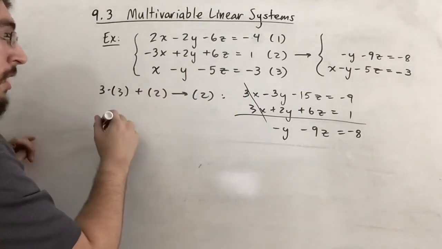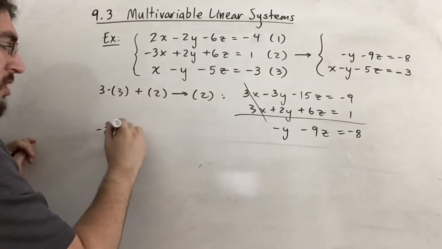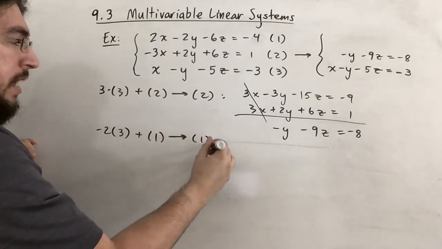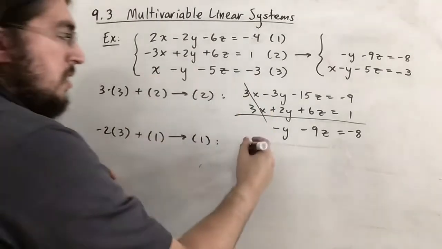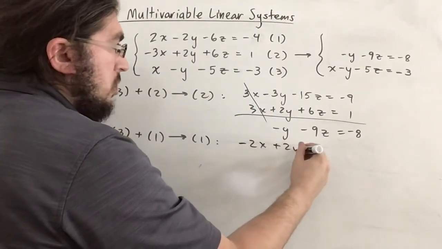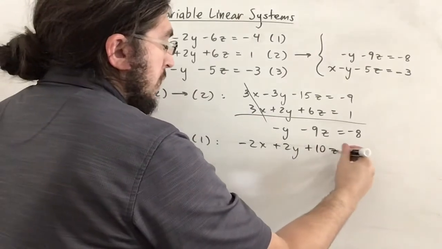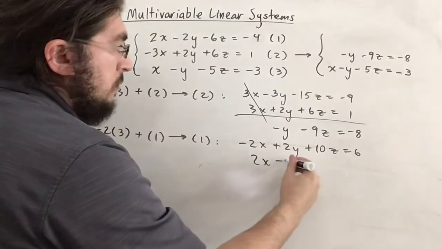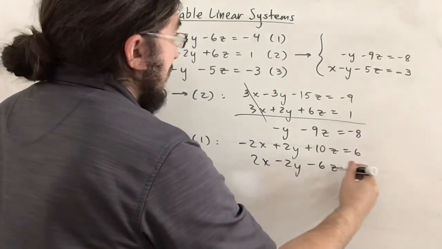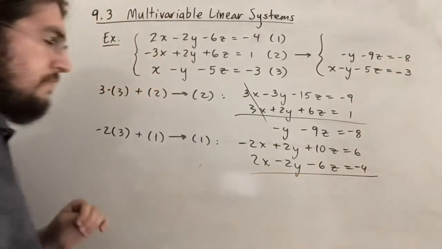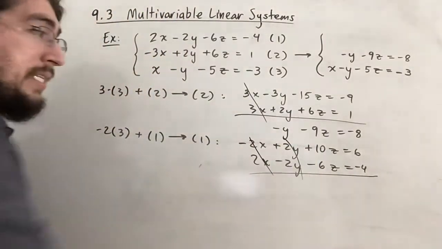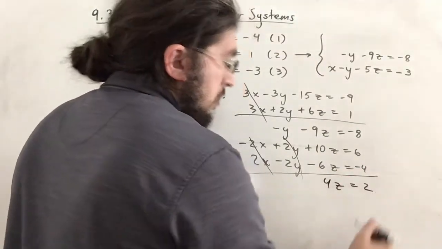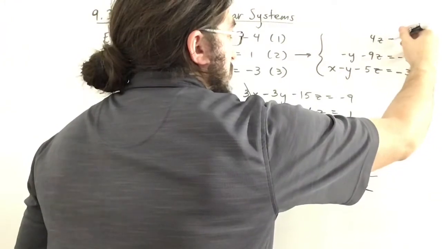So notice what I was saying earlier. We can multiply equation 3 by -2, and then add that to equation 1, and that'll be the new equation 1 now. So let's see. -2 times equation 3 is going to be -2x plus 2y plus 10z is equal to +6. Adding that to original equation 1, which is 2x minus 2y minus 6z is equal to -4. And coincidentally, both x and y both cancel, which is lovely. And we get 4z is equal to 2. Look at that. 4z is equal to 2.